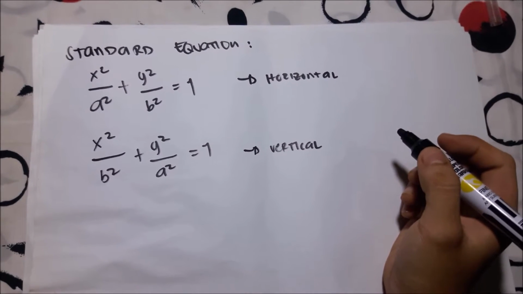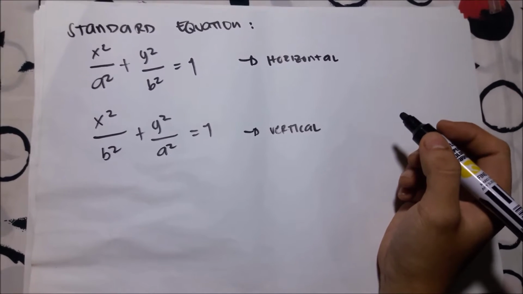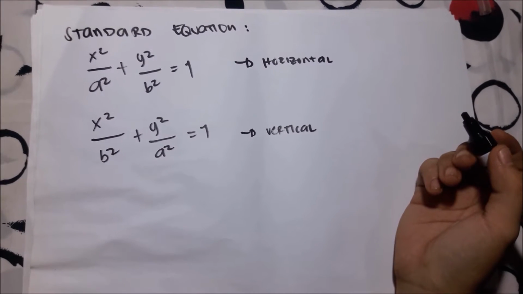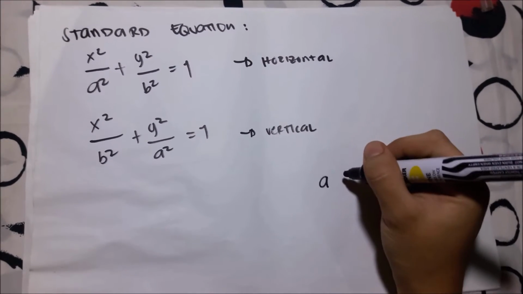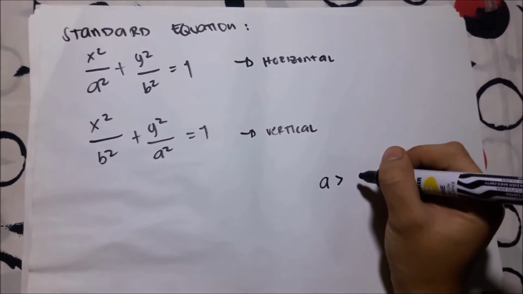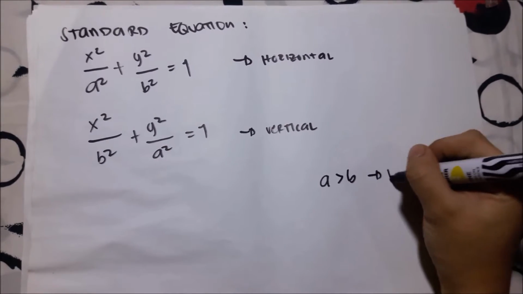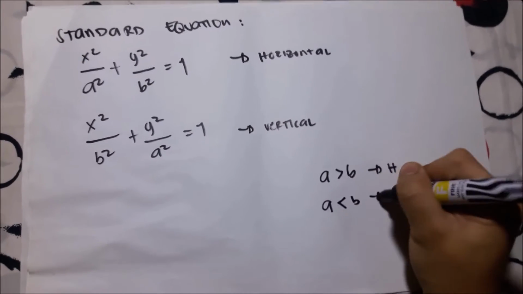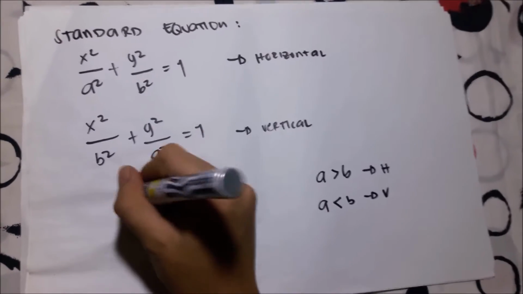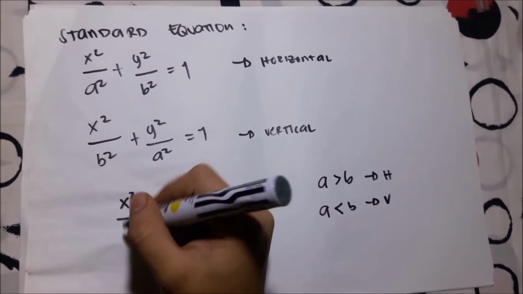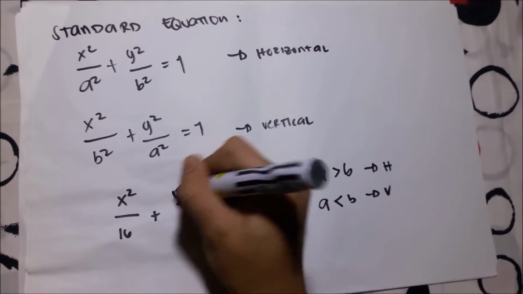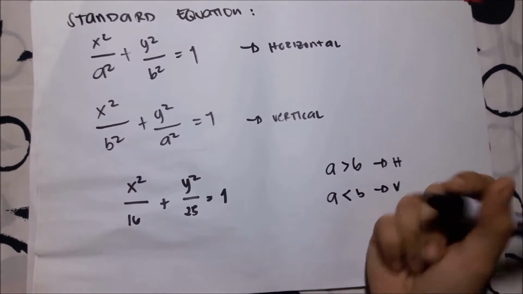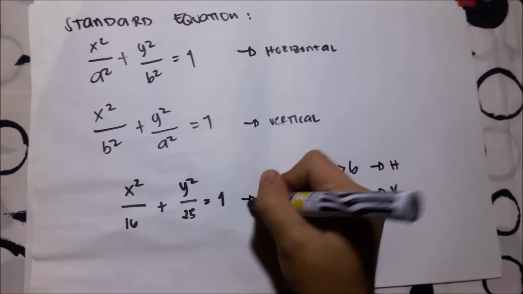Then how do we determine if the given equation is horizontal or vertical? Always remember that if the a is greater than b, then this is horizontal. Then if a is less than b, it's vertical. For example, x squared over 16 plus y squared over 25. So what do you think is this one? So this one is vertical.